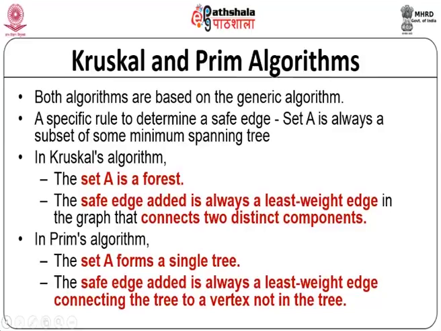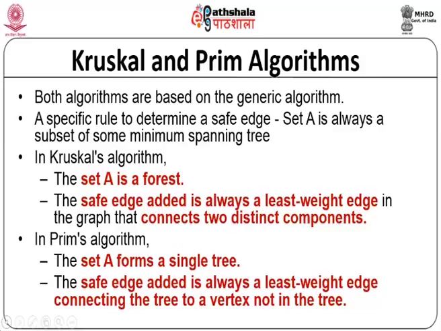So, set A is always a subset of the minimum spanning tree, which is the invariant property, and we want to find an edge that we can add to A. Now, in Kruskal's algorithm, the set A is a forest and the safe edge added is always the least weight edge in the graph that connects two disjoint components. So, you have a set A which is a forest, and you add a safe edge, which is the least weight edge that connects two distinct components.